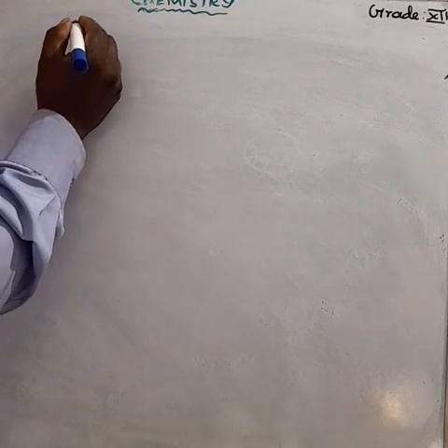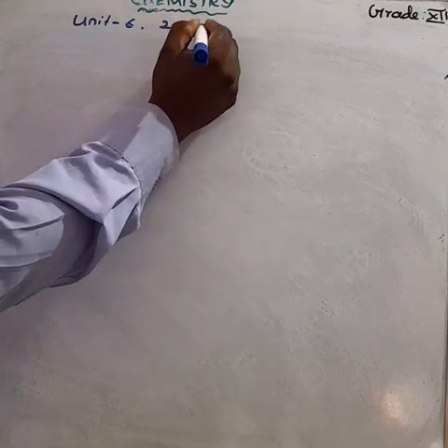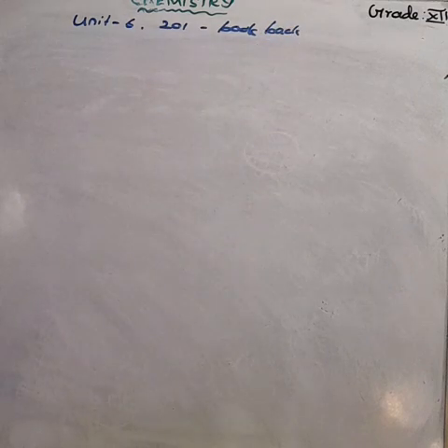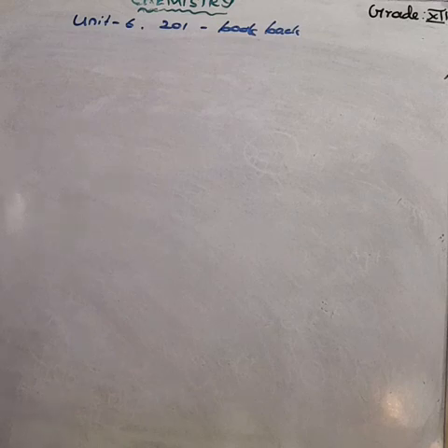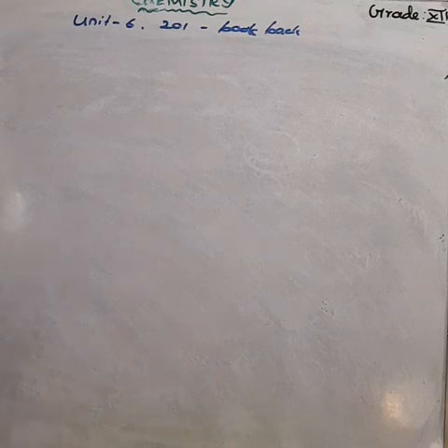Please all of you take the solid state lesson, unit number 6, page number 201, book back question number 20. Potassium fluoride crystallizes in face-centered cubic structure like sodium chloride. Calculate the distance between K+ and F- in KF. The density of KF is 2.48 g cm^-3. This is the question. You have to calculate the edge length a cube, but the density is given.